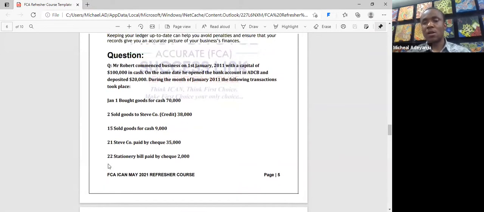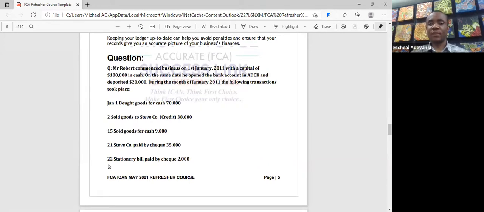Okay, let's look at this question. Mr. Roberts commenced business on 4th July 2011 with a capital of 100,000 in cash. On the same date, he opened a bank account with ADCB and deposited 20,000 naira. During the month of January 2011, the following transactions took place. January 1, bought goods for cash. These are two things that are involved. I told you for every transaction, there are always two things involved, and those are the two things you are going to be debiting and crediting.